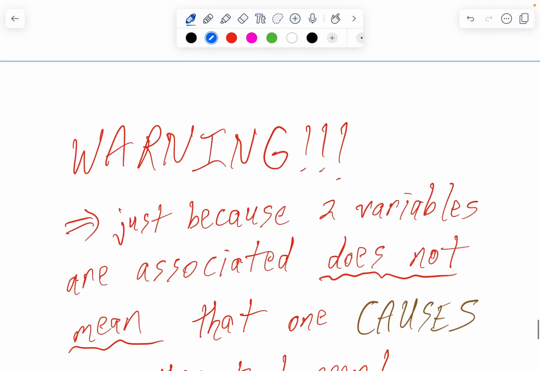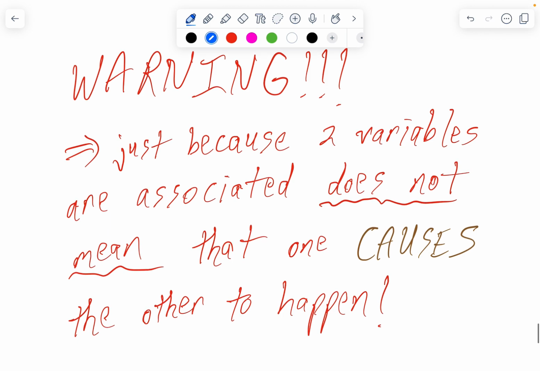And then the last thing to be aware of on our last slide here is a big warning, which is going to be consistent throughout statistics. Just because two variables are associated does not mean that one causes the other to happen. Okay? Determining causation is an important thing in statistics, but this particular data does not allow us to determine cause and effect. It just allows us to determine an association. We'll talk more about cause and effect later on in this course.